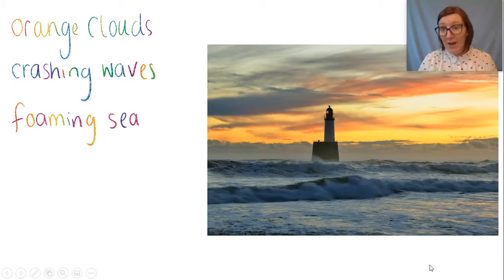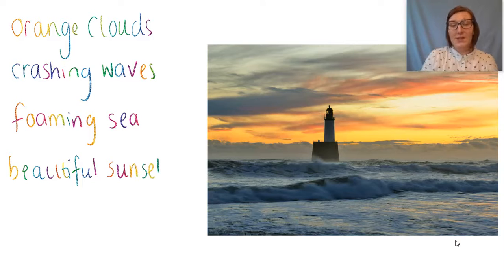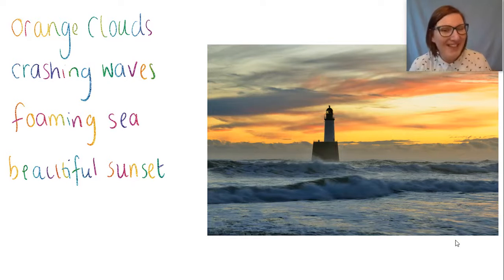I also really like how the sun is almost dancing underwater, so it's making it all sparkly. I really like that too. But I'm going to think of another one now. Beautiful sunset. You know it's my favourite.